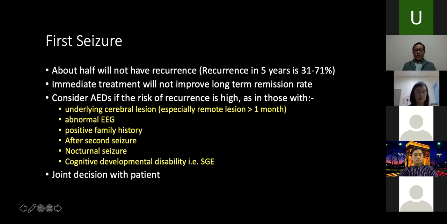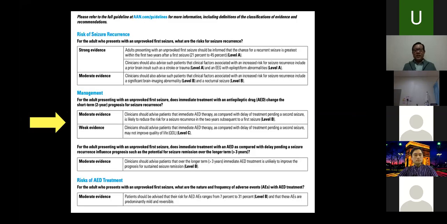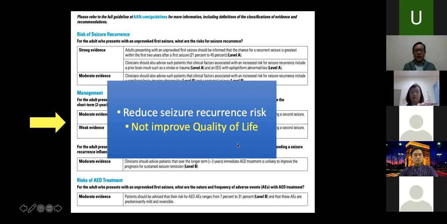Therefore, coming back to the first seizure, the conclusion is that whenever you have an abnormal scan, abnormal EEG, positive family history, a second seizure, night seizure, or cognitive impairment, then only you will start seizure medications. This is the guideline by the AAN, American Academy of Neurology. There are only 2 key points here. The first point: starting treatment for first seizures will reduce seizure recurrence risk. However, starting treatment for first seizures will not improve quality of life.